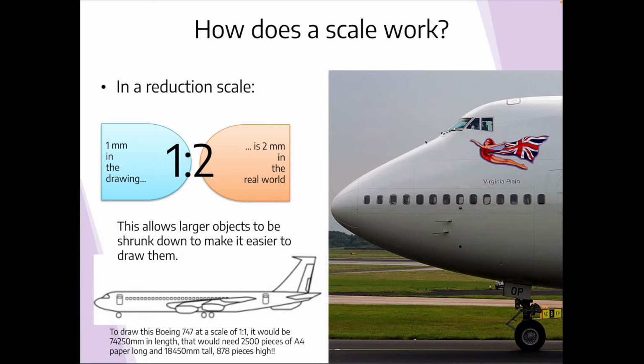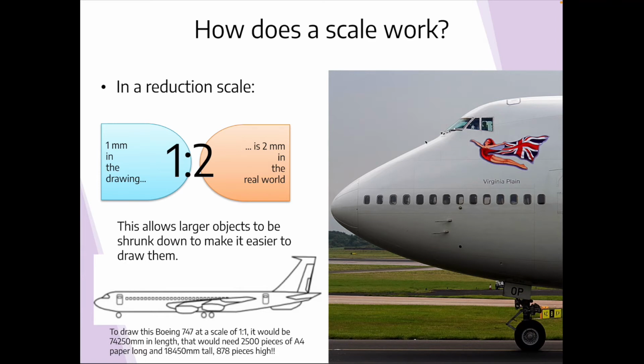So what we do is we apply a scale to reduce the size of the object, so in this case the jumbo jet plane, and by reducing its scale, what we can do is we can put a smaller version of the object. But then what it allows people to do is look at that scale and calculate how big it would actually be. So the example we've given at the bottom is if you were to draw this Boeing 747 at a scale of 1 to 1.